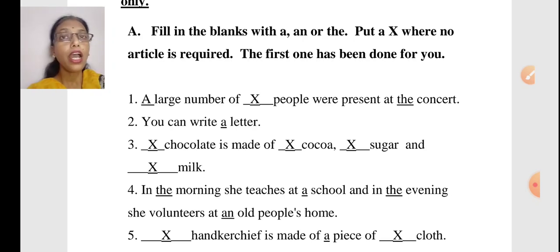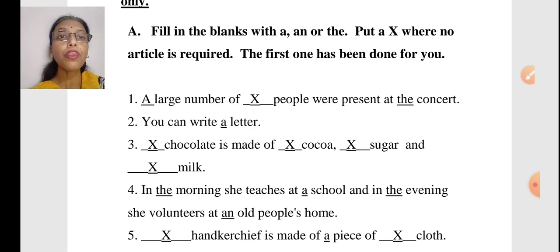School, I don't know which school she goes to. So I'm not talking about any particular school. I know she goes to a school. She is a teacher. Okay, a school. And why an before old? Because there is a vowel sound.